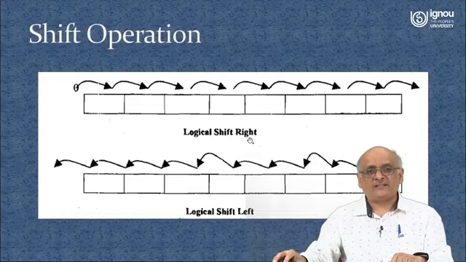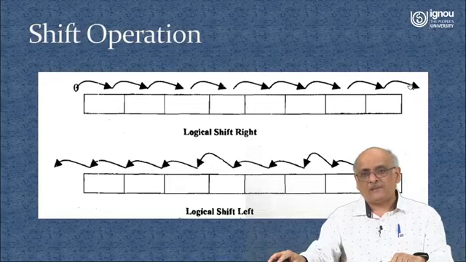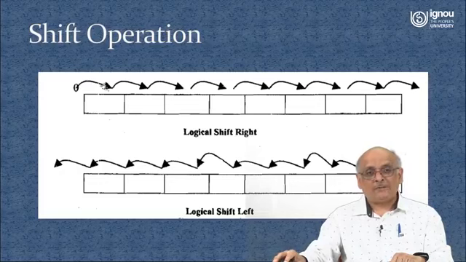If it is a logical shift right, this bit will be moved here, and these movements of bits will be there, and this bit will be going out. It is just going out and going nowhere. And 0 will be entering over here. This is a logical shift. So this is the shift right, and in shift left, 0 will be entering over here and everything else will be moving. This bit will be moving out, bit by bit movement out there.